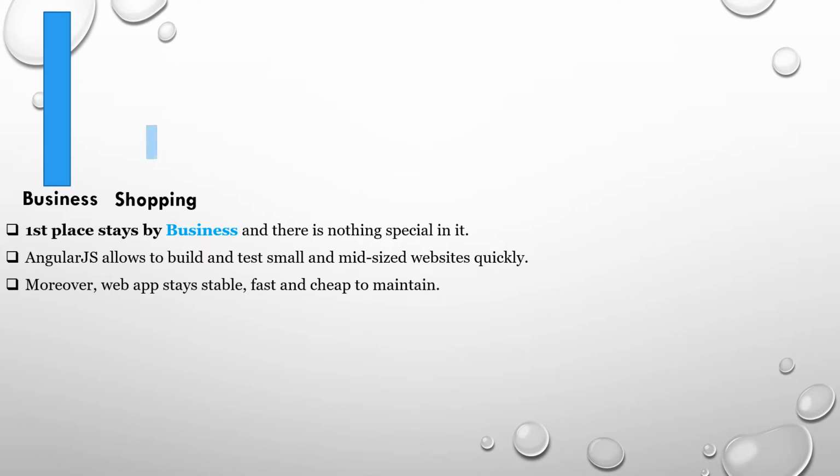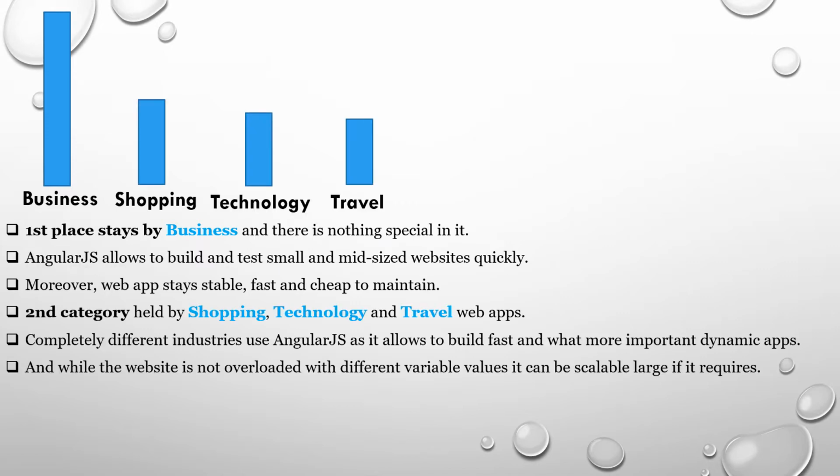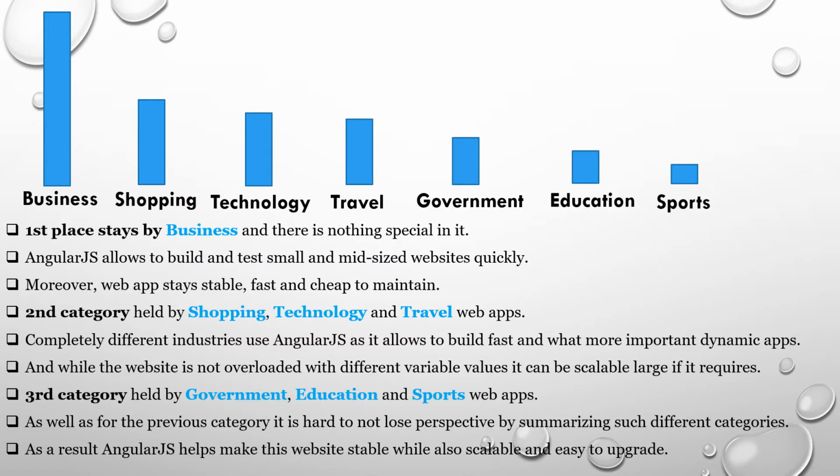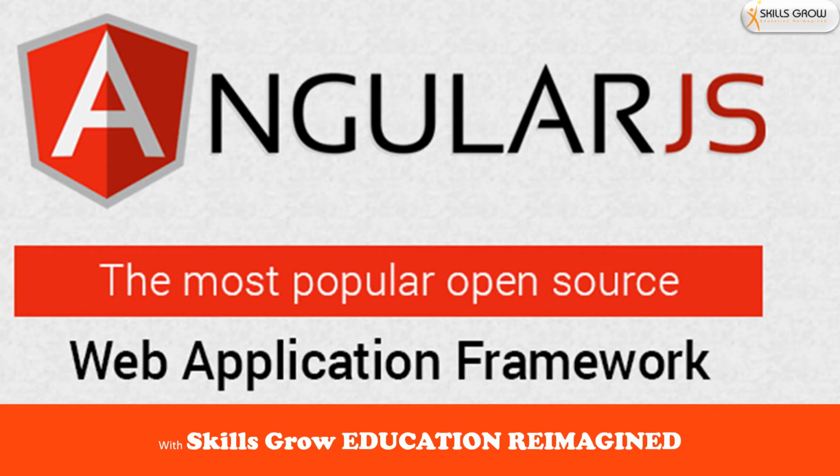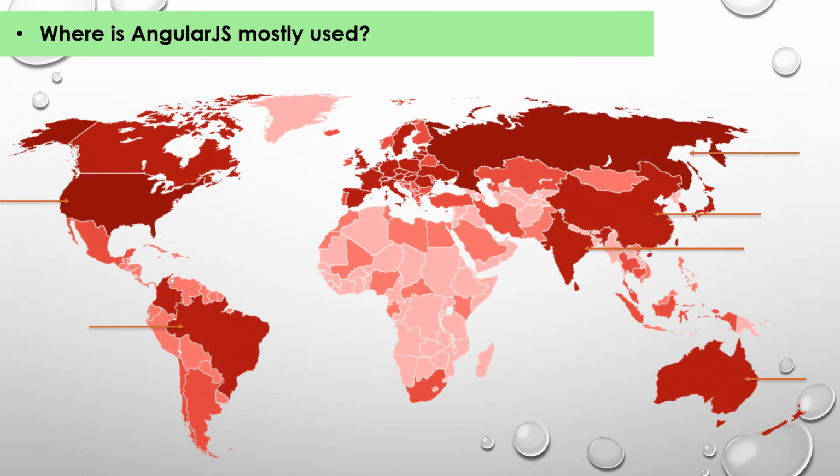Second category, it holds shopping, technology, and travel web applications. Third category, it is held by government, education, and sports web applications. In the end, Angular JavaScript helps make these websites stable while also scalable and easy to upgrade. There are other tons of reasons why you should use Angular JavaScript as a web application framework. Where is Angular JavaScript mostly used? Angular is used in places where information technology is believed to be the future.